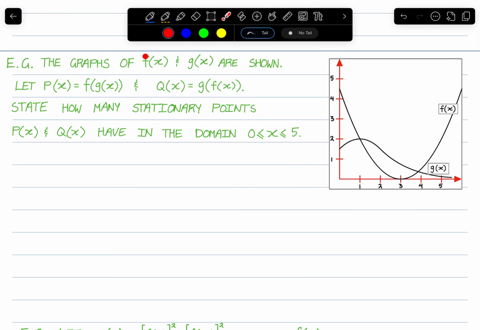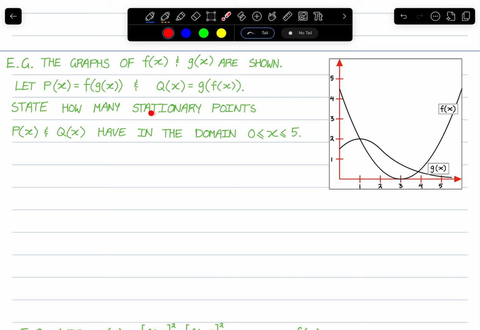So in this problem we have the graphs of f and g, and hopefully if it wasn't clear, f is this parabola looking one, we don't know if it's a parabola, and g is this bell curve looking thing here. P of x is the composite function f of g, whereas q is the composite function g of f. The question mainly is just how many stationary points do p and q have? Okay, so let's take a look at how we solve this.